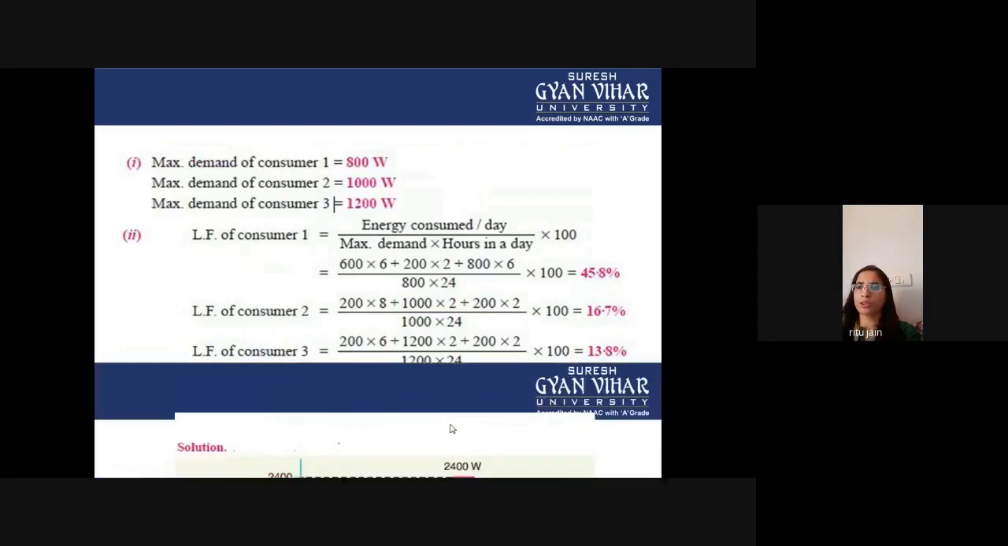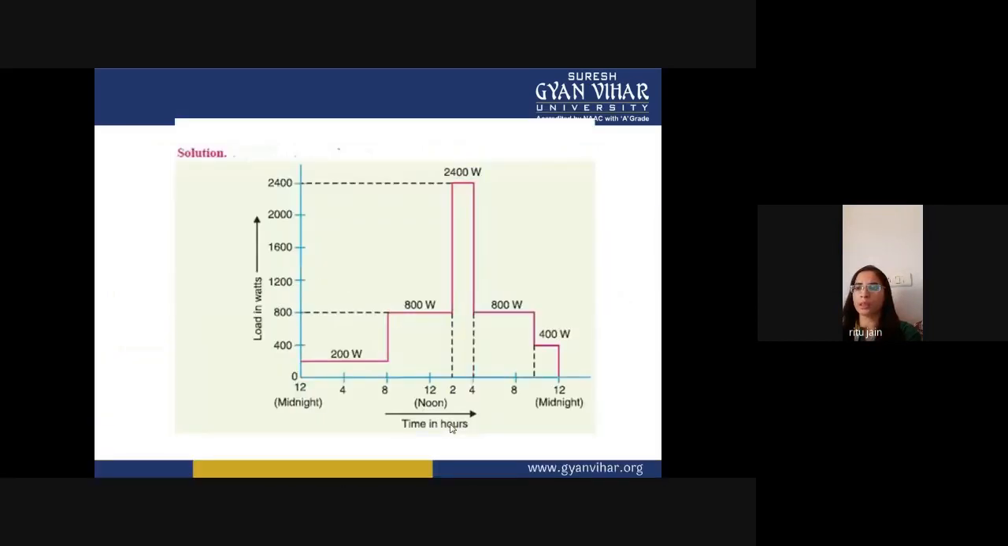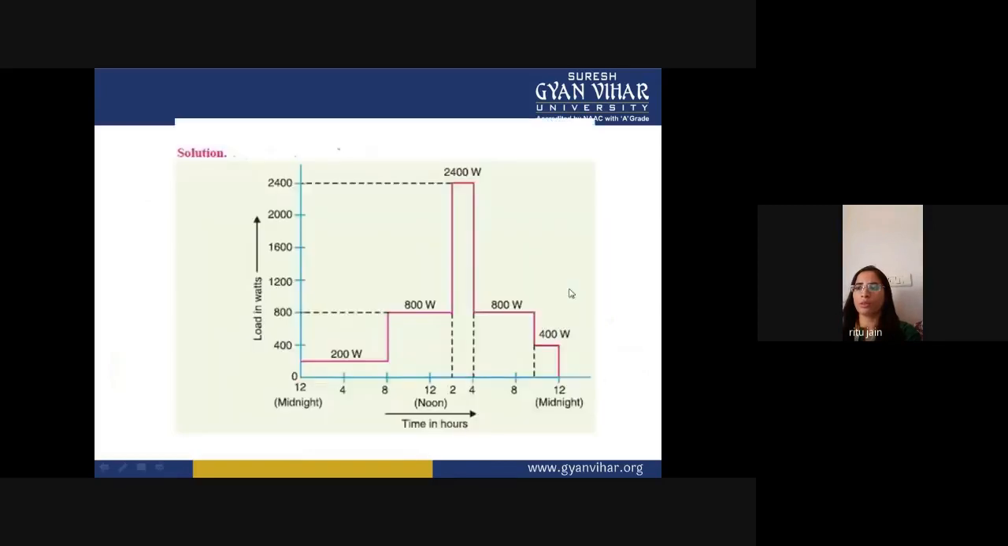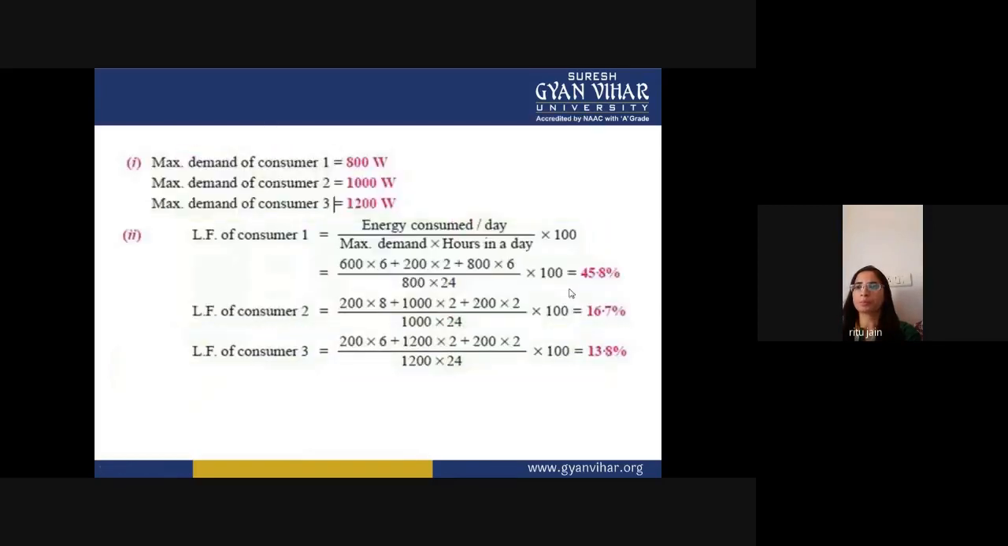The maximum demand of consumer 1, you can see, is 800 watt. For consumer 2 it is 1000 watt, and for consumer 3 it is 1200 watt. Now the load factor of consumer 1. The load factor formula is average load divided by maximum demand, or peak load. So energy consumed in a day.